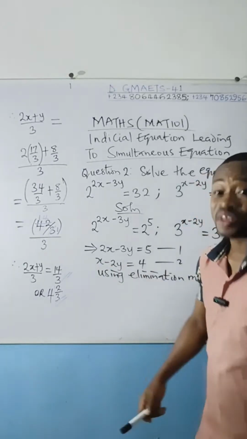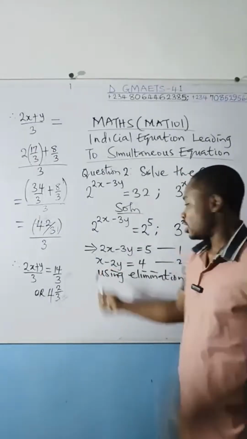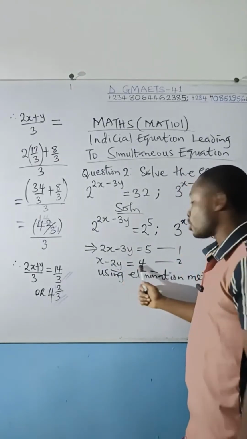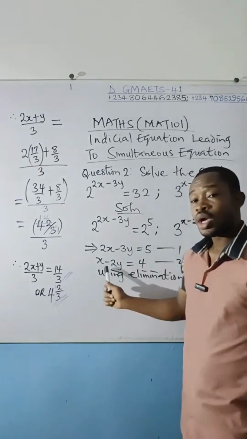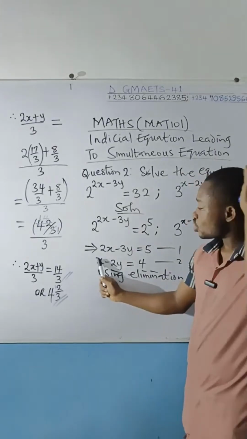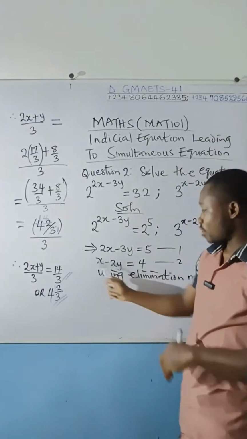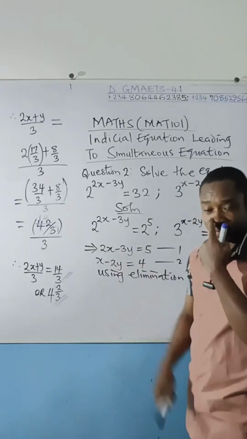To achieve that is simple. Since this is 2x already, I'll simply come to x minus 2y equal to 4, this equation 2. I'll multiply it by 2, so that in this equation I'll have 2x, and in this one I also have 2x. So let us do that.